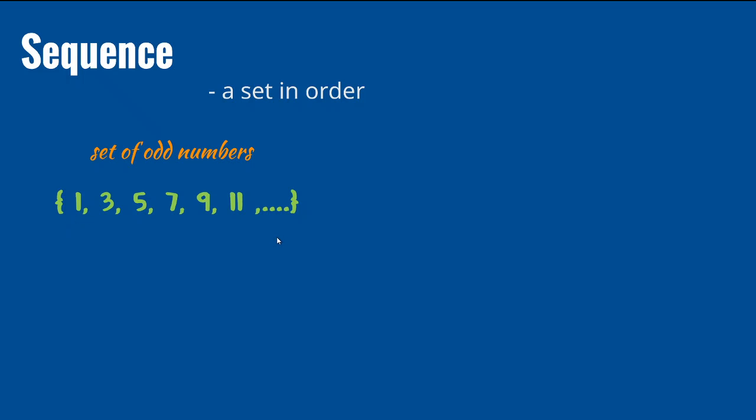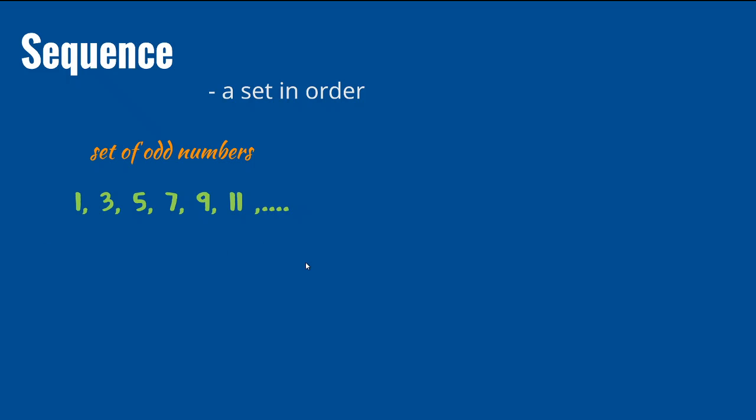Now, this is the only set which I can make into a sequence. If I take these curly brackets off, then it becomes a sequence. It is no longer a set, it is a sequence when I take the curly brackets off. And it is in order. This is in ascending order.